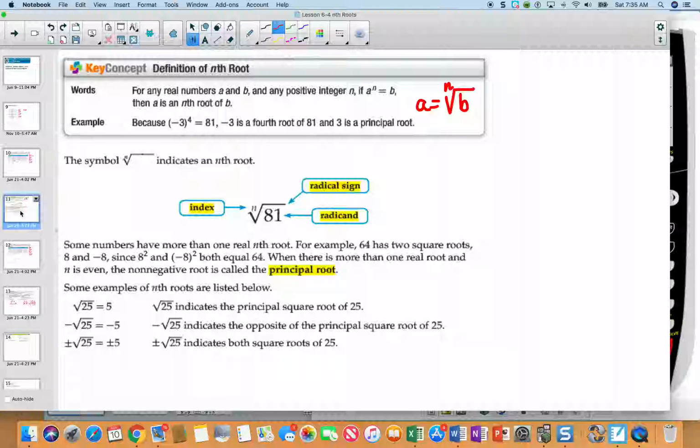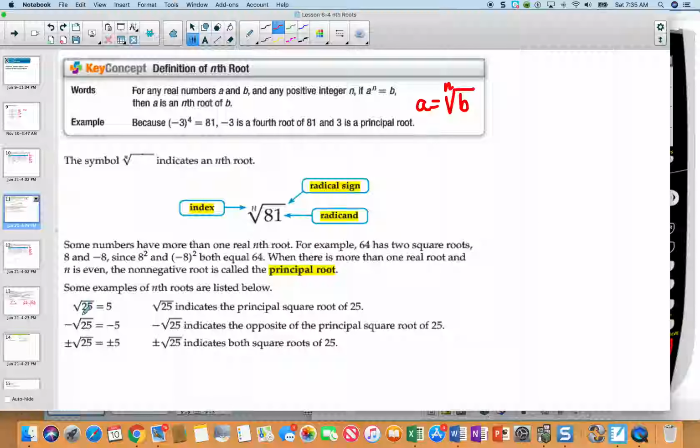All right, let's take a look at the nth root, because we can do third root, fourth root, fifth root, we can go up. So let's look at some definitions. This is the nth root symbol. This is called the index, what root you want. That is called the radical sign, and inside is called the radicand.